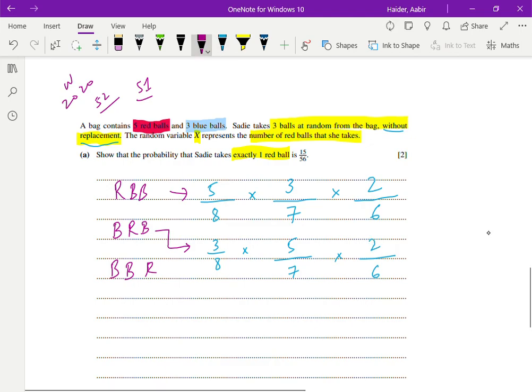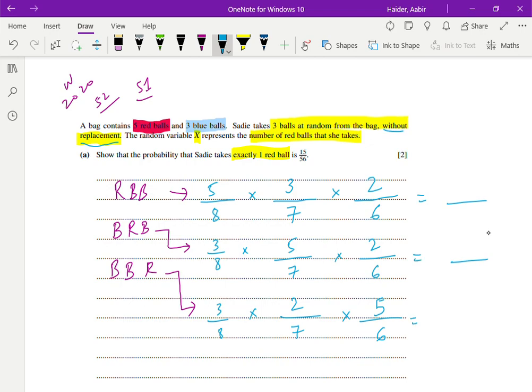Okay, now for the last scenario, we have first is blue, that should remain 3 by 8. Second is blue again, it should be out of 7, and it should be not 3 but 2 because you already picked up a blue in the first place. And now for red, the denominator is 6, the total is 6 balls, but the red is all there, all red are there, 5. So now you can see the denominators of all of them will be same, since you have same denominators in the 3 fractions.